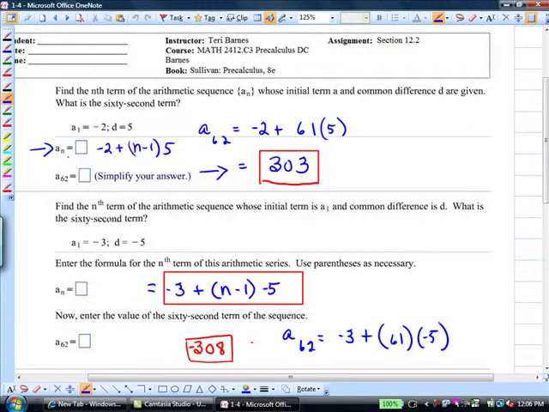Plus 61? What? That's the second part. That's another part down here. That's this part. Okay? We'll just do that.